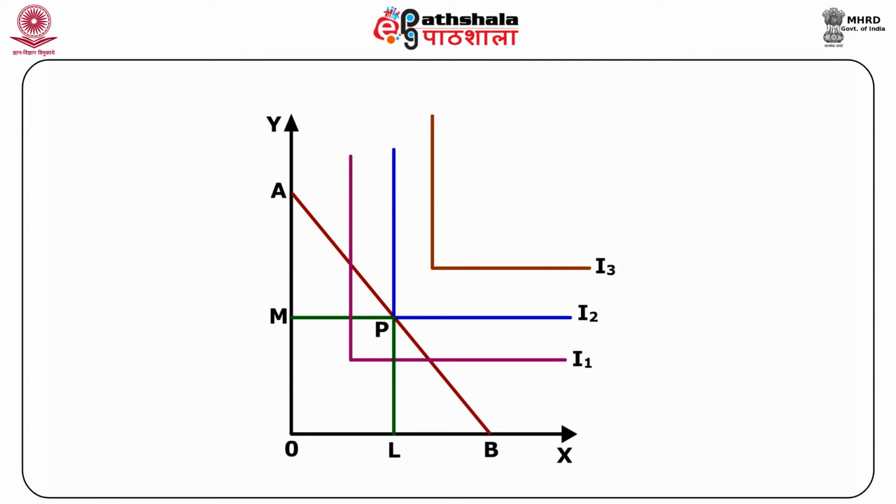At this equilibrium point P, the equilibrium condition MRS XY is equal to PX upon PY is not satisfied since the slope is not defined at the corner point of an L-shaped indifference curve. IC2 is the highest possible indifference curve which the consumer can achieve given his budget constraint. In the figure, the consumer will be in equilibrium at point P on IC2 and will be consuming OL amount of good X and OM amount of good Y.